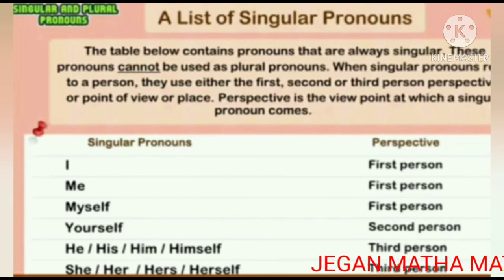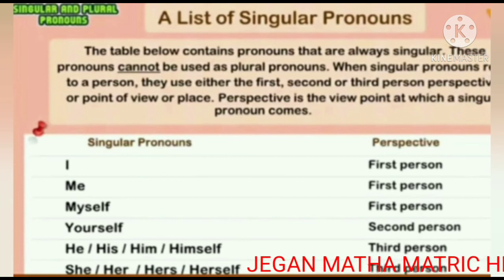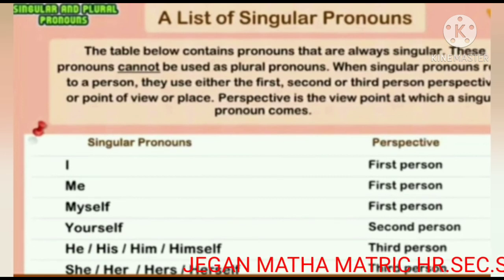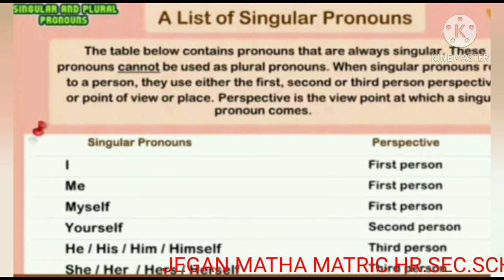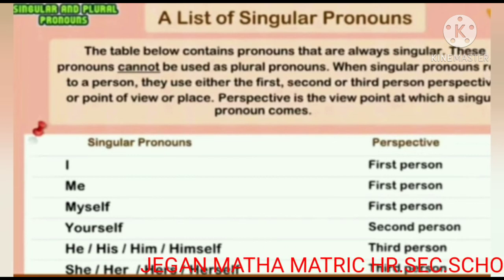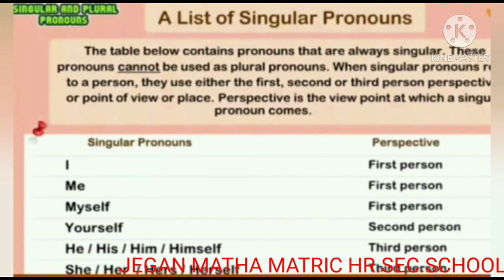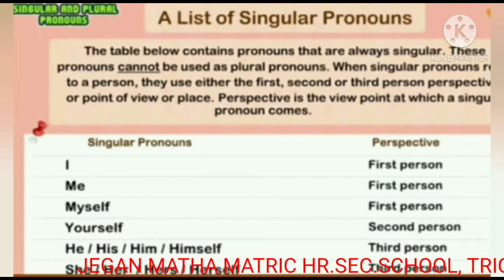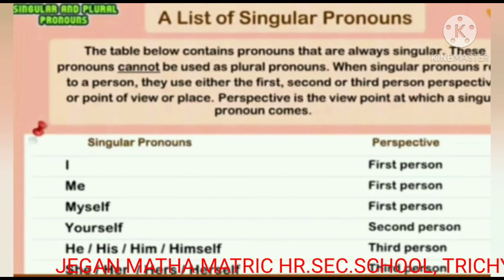I, first person. Me, first person. Myself also, first person. Yourself, second person. Then, he, his, him, himself, third person. The next one, she, her, herself, third person.